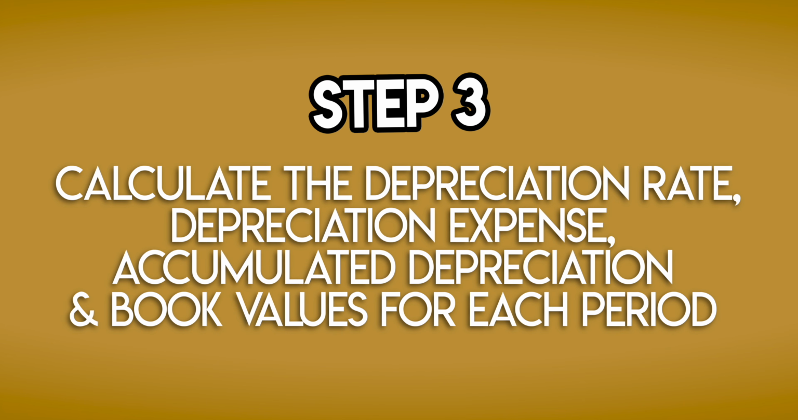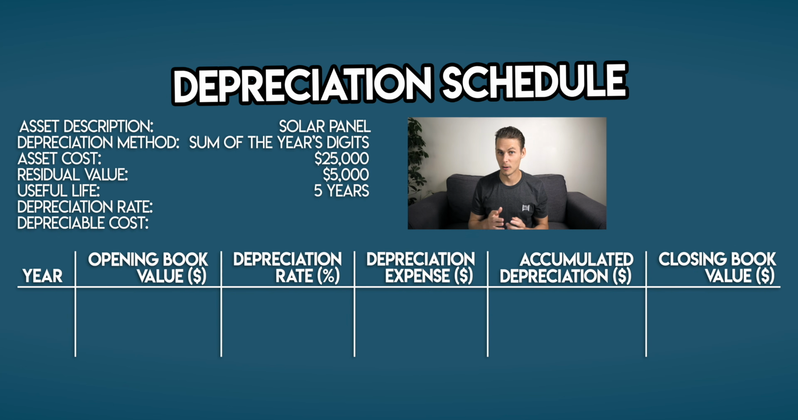Step 3. Calculate the depreciation rate, depreciation expense, accumulated depreciation, and book values for each period. Time to fill this sucker out. We'll begin with the first accounting period, so that's year 1. Your opening book value is the carrying amount of your solar panel at the start of the year. This is your first accounting period, so that's going to match your asset cost of $25,000.